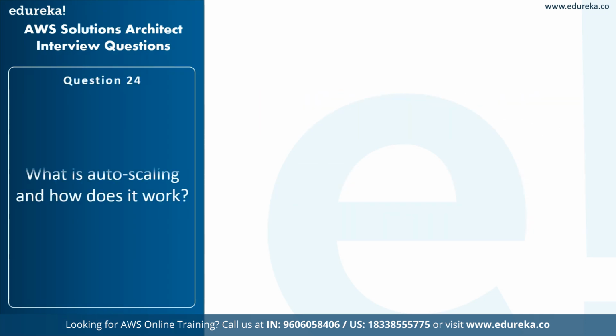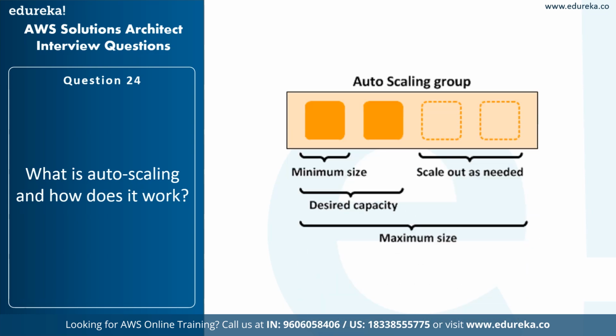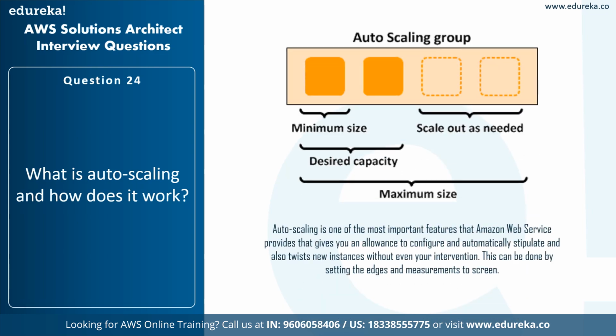Now next up, what is auto scaling and how does it work? Auto scaling is one of the most important features that Amazon Web Services provides, that gives you the ability to configure and automatically provision and spin up new instances without your intervention. This can be done by setting thresholds and metrics to monitor. When those thresholds are crossed, another instance based on your preference will be spun up, configured, and rolled into the load balancer pool. You would have scaled horizontally without the intervention of an operator. So this is exactly how auto scaling works.